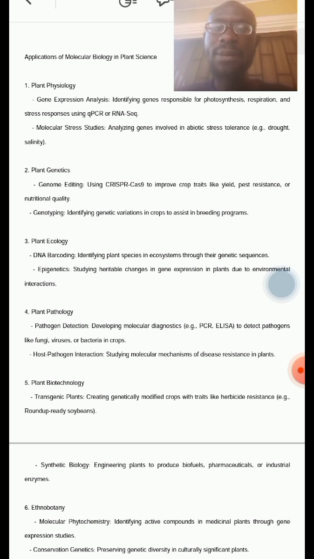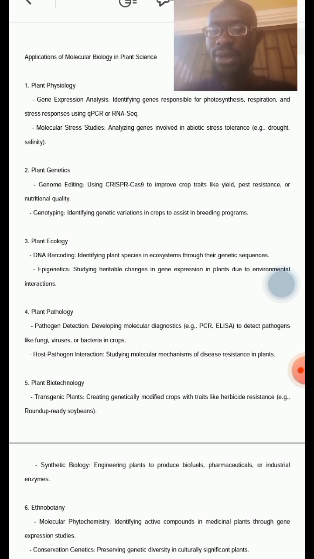Then if you're under plant genetics, maybe you are under the study of hereditary genes and variations. So you can be given projects like plant breeding. You can be given projects on gene mapping, for example. So that is why you have to be involved in techniques like genome editing, using CRISPR-Cas9 to improve the growth of your crops or plants. Or you can do genotyping.